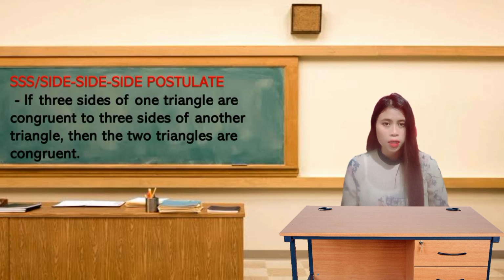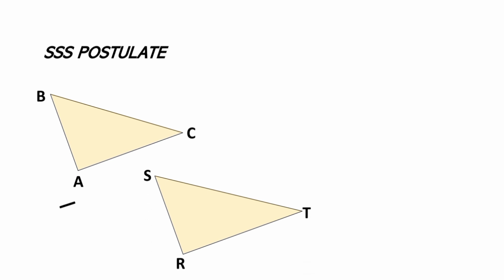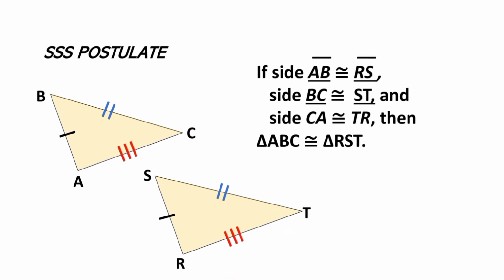SSS or side-side-side postulate: if three sides of one triangle are congruent to three sides of another triangle, then the two triangles are congruent. For example, there are two triangles, the triangle ABC and the triangle RST. If the line segment AB is congruent to the line segment RS, the line segment BC is congruent to line segment ST, and line segment CA is congruent to line segment TR, then the triangle ABC is congruent to triangle RST.